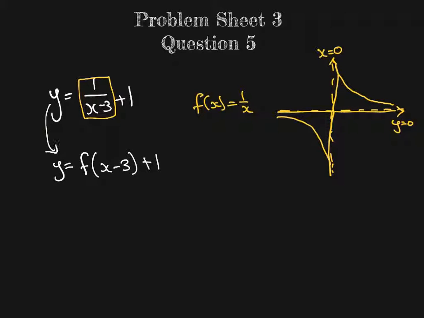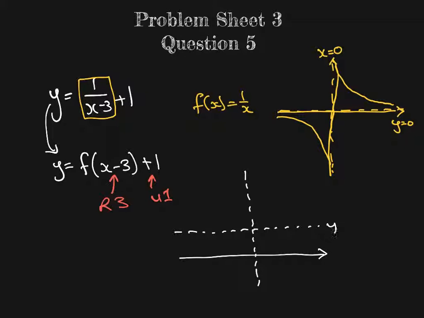So by flipping that notation, we can see what's happened. It's moved right 3, up 1, and now I just need to perform those translations on the function. So it's going to have a vertical asymptote and a horizontal asymptote. The horizontal asymptote is now at y is 1, it's visible because it's moved up 1, and it's gone right 3, so I can also see the vertical asymptote, which is now at x is 3.